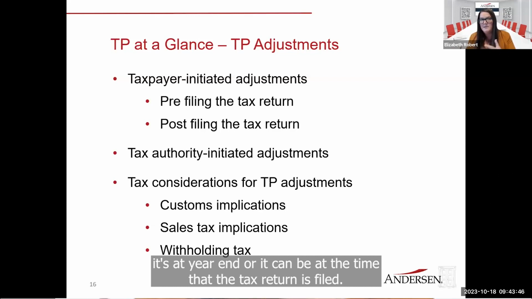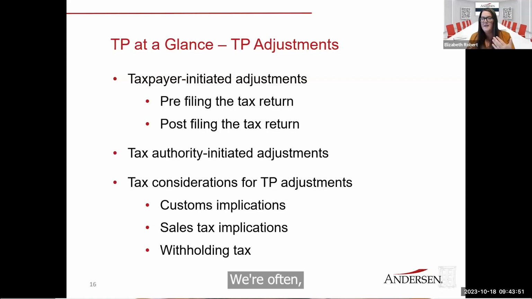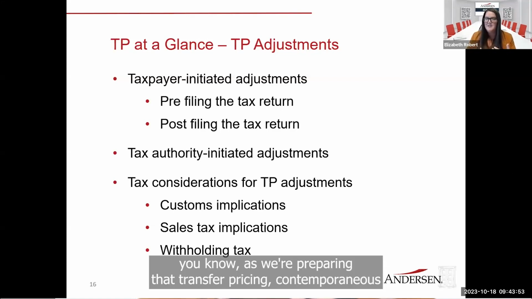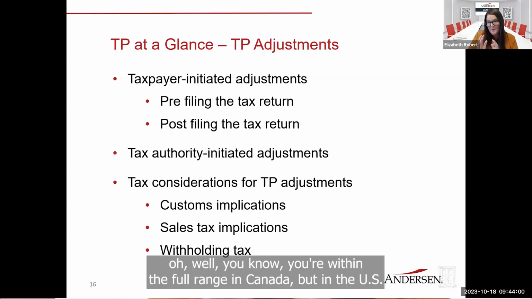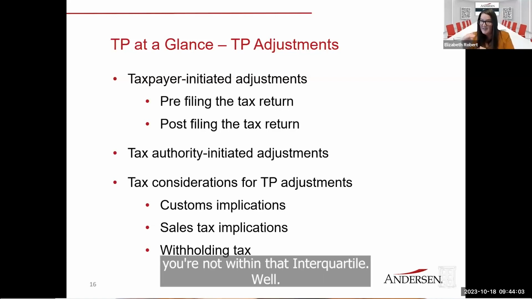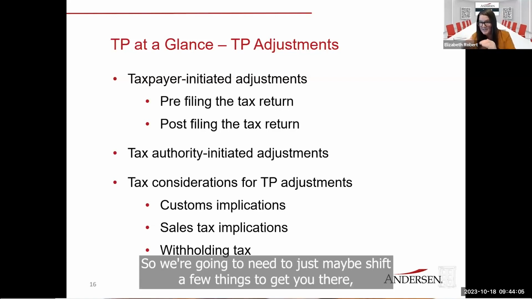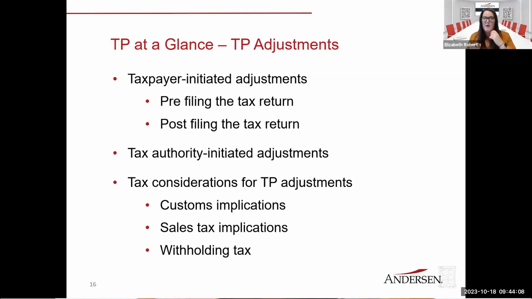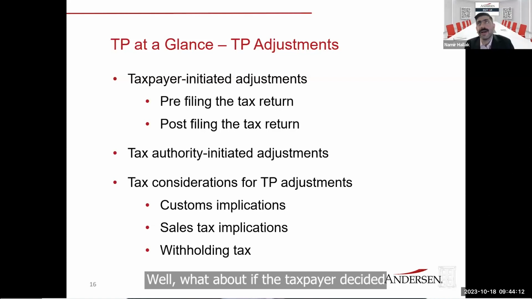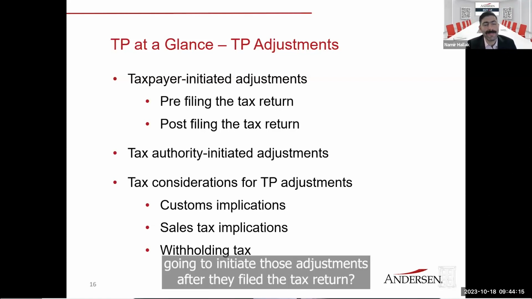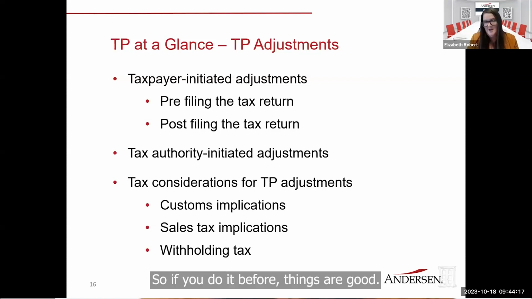Either it's at year end, or it can be at the time that the tax return is filed, where often, as we're preparing that transfer pricing contemporaneous documentation and doing our analyses, we might say, well, you're within the full range in Canada, but in the US you're not within the interquartile. So we're going to need to shift a few things to get you there, which could also create an additional transfer pricing adjustment. Well, what about if the taxpayer decided they were going to initiate those adjustments after they filed the tax return? Yeah. So if you do it before, things are good.